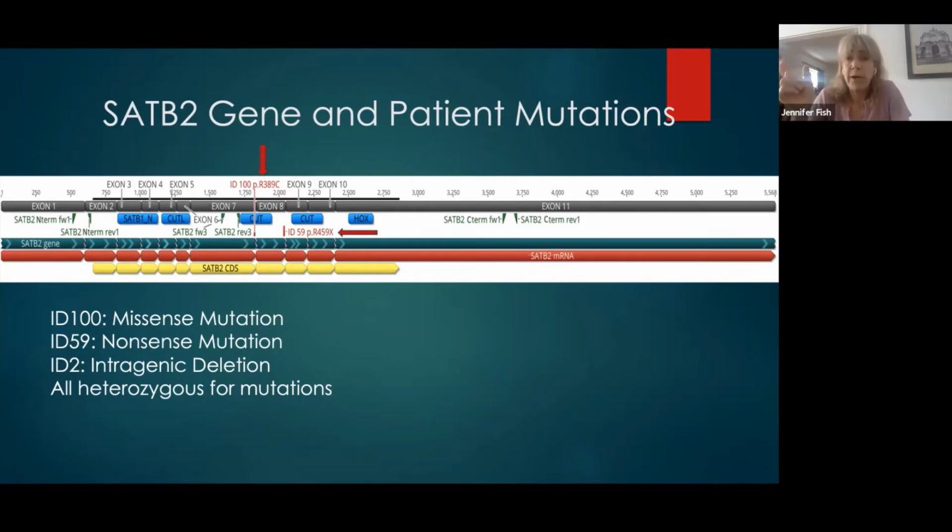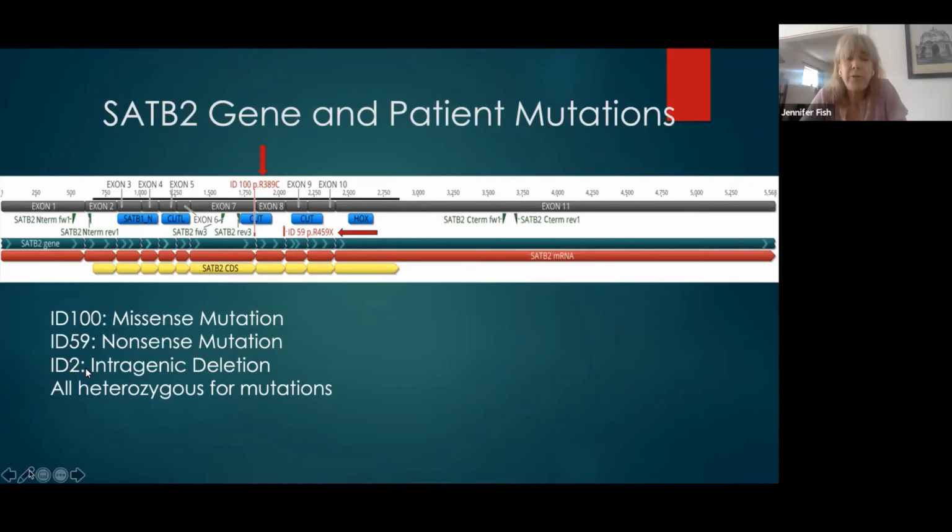And so there's just one wrong amino acid, and that causes a problem. We also have the ID59. So this is a nonsense mutation. What a nonsense mutation is, is that when that mutation changes, it makes a stop codon. And the stop codon is telling the cell that that's the end of the protein. So this is a premature stop codon, so it makes a short protein. And that's also a problem because you need the whole protein to do its job properly.